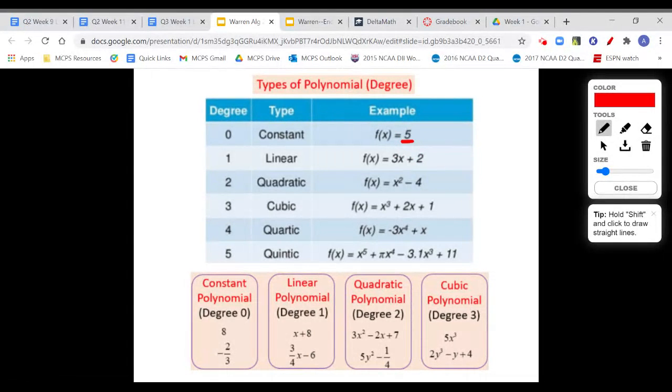Okay. Next, we have linear functions. That is the degree of 1. So essentially, you won't see an exponent written. You'll see a variable without an exponent written, which means the exponent is 1. My example is 3x plus 2. Right? Linear functions are lines. You learned about these in Algebra 1 a lot. Okay. So there's no exponent written on the x, or if it is written, it would be a 1.